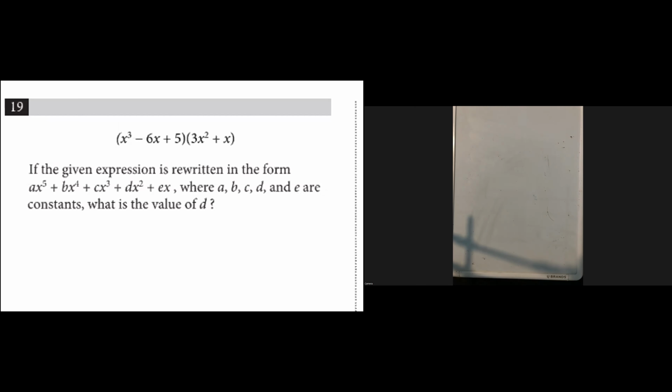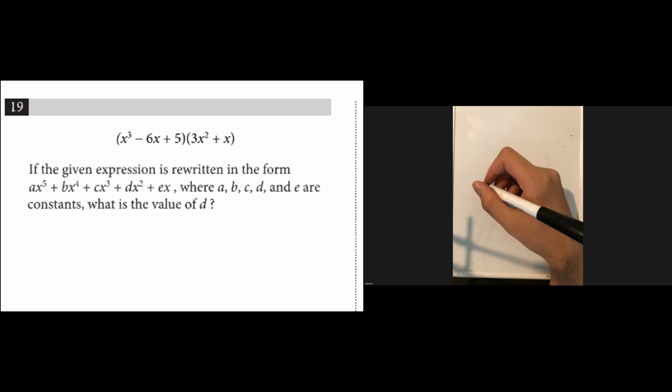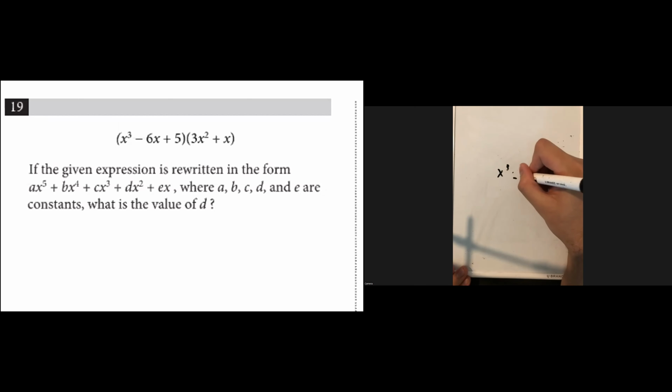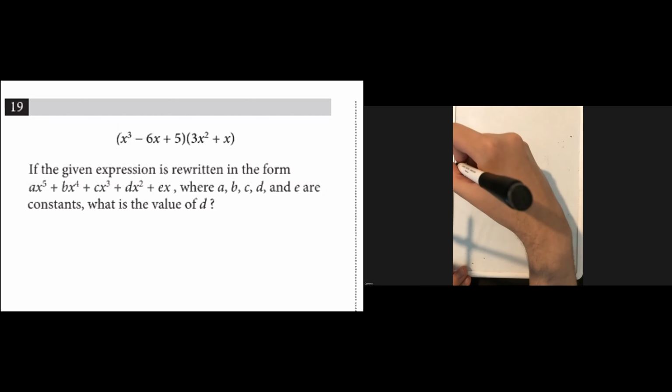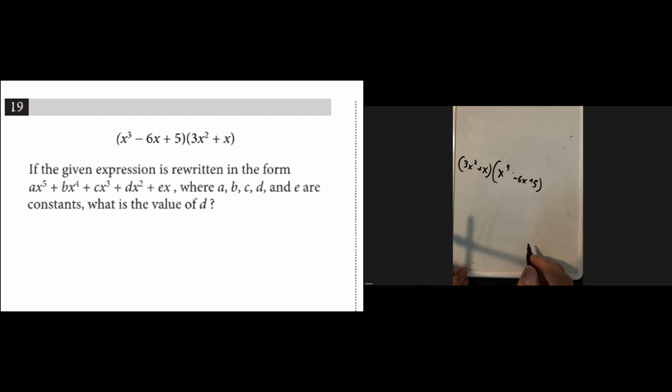All right, so for this one, we're given the equation. We're basically just multiplying everything out. So we have x cubed minus 6x plus 5 in parentheses times, I'll just write it to the left, 3x squared plus x. Okay, so for this, we just multiply everything out.